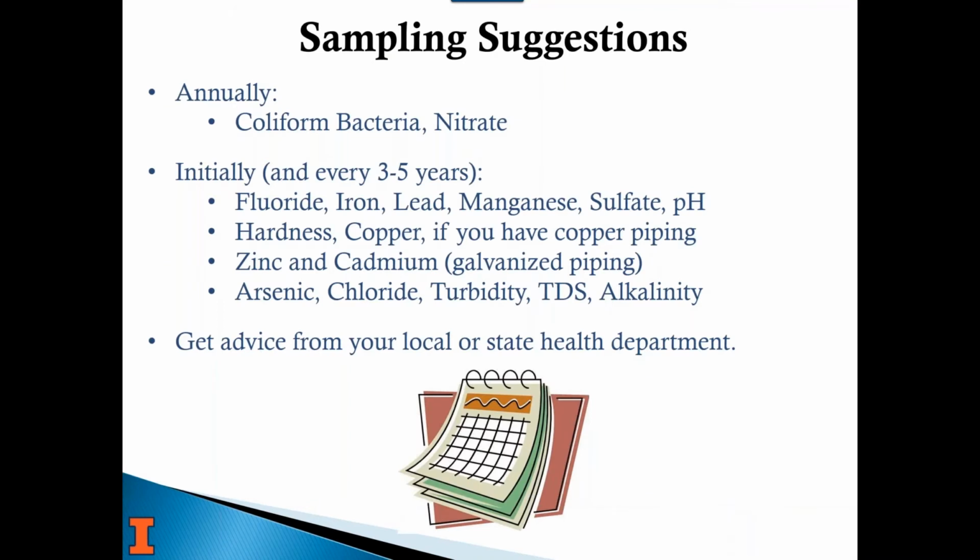So what we suggest again is coliform and nitrate annually. And this is what we recommend everybody test for. There are other things like beryllium if you're in Rhode Island, and that's what you need to investigate. But we recommend this set of constituents, and it's really so that you have an understanding of the water quality in your well and in your plumbing.